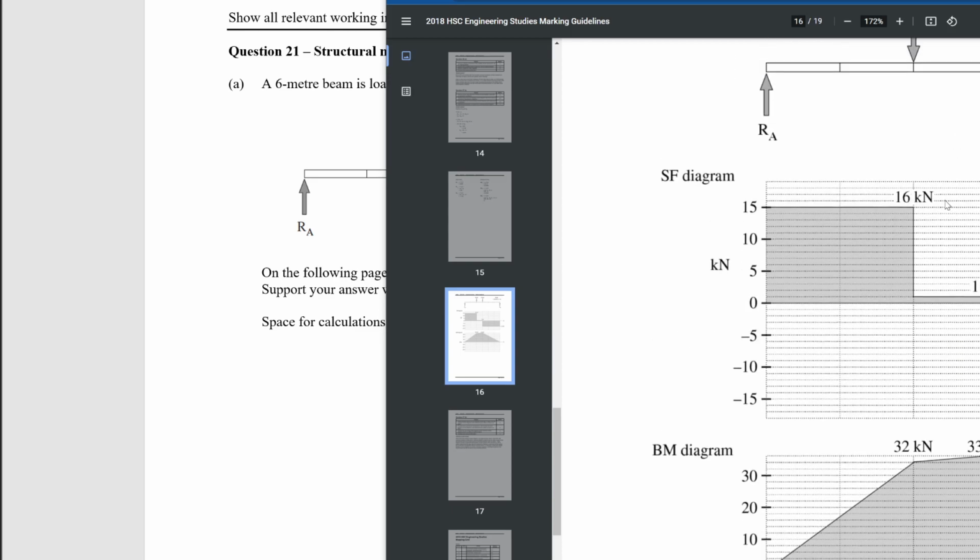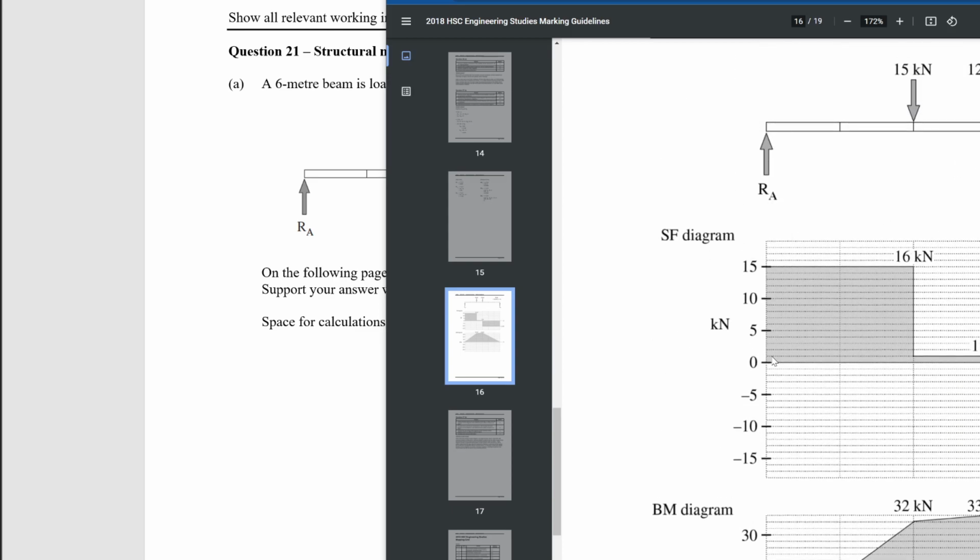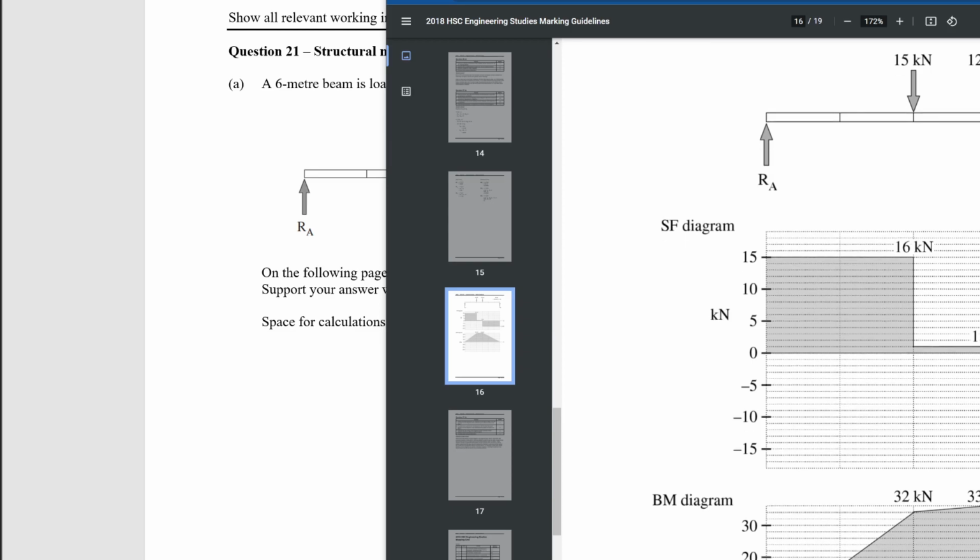And then it drops down. So once upon a time there was a beam that went up 16 kilonewtons. It went across and then went down 15, leaving still 1 kilonewton. It went across again, going down 12, taking us to minus 11, going across again, from minus 11 plus 11 gets us back to 0.